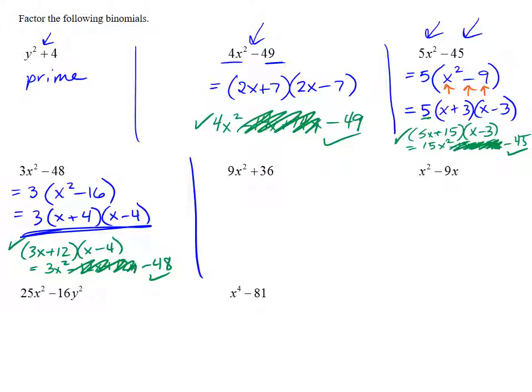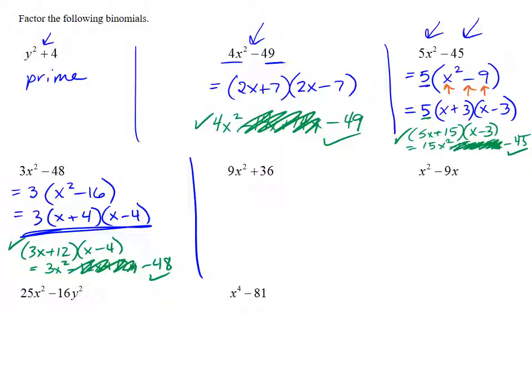All right. Next example, 9x squared plus 36. And you might say, well, those are both perfect squares, but they're a sum. And you might say, well, a sum of squares won't factor. Well, you are right. A sum of squares won't factor, but look carefully.